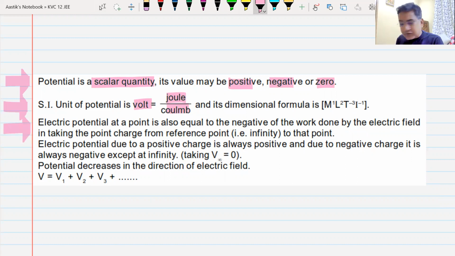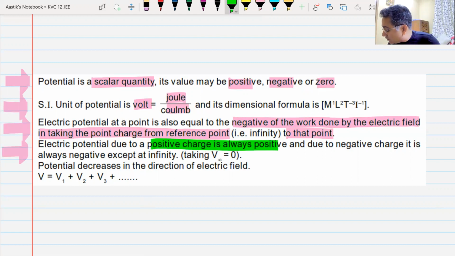Electric potential at any point is equal to the negative of the work done by the electric field in taking the point charge from the reference point, which is taken at infinity, to the point about which we are talking. Electric potential created by a positive charge is always positive, and due to a negative charge is negative, except at infinity, whose potential is sometimes taken as zero. Potential decreases in the direction of electric field.